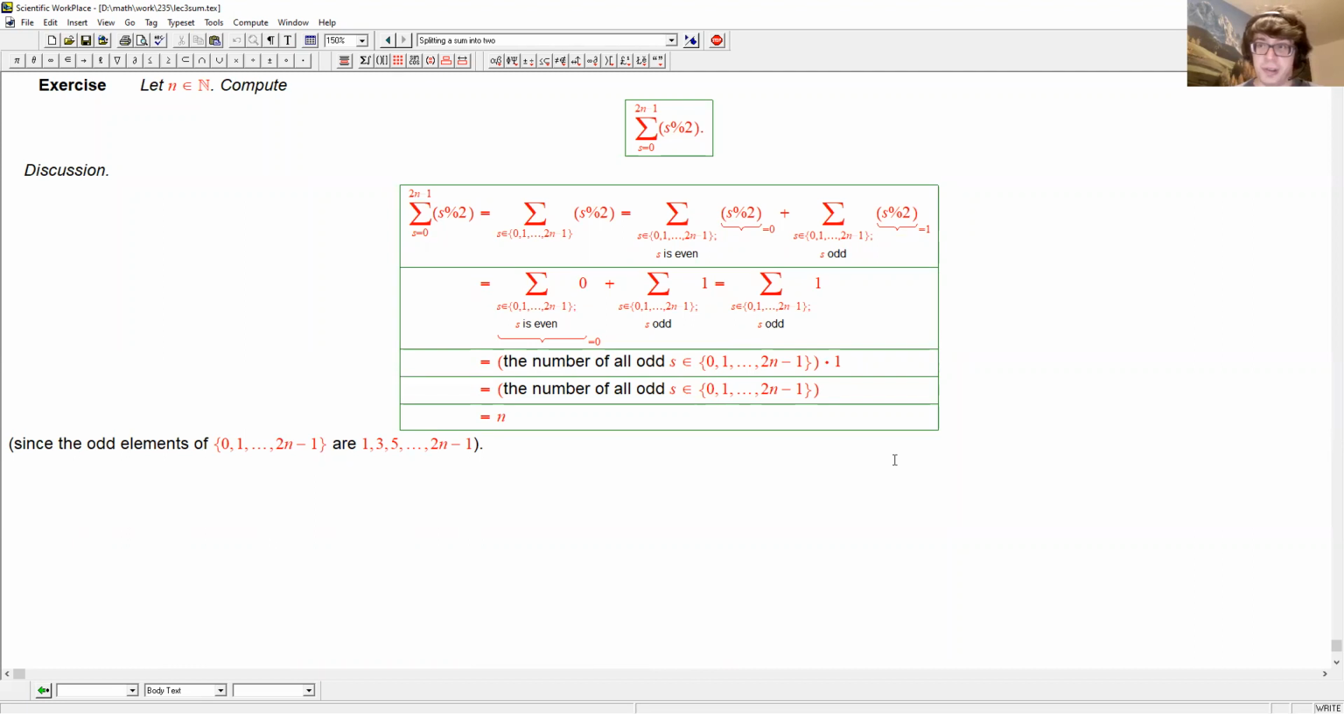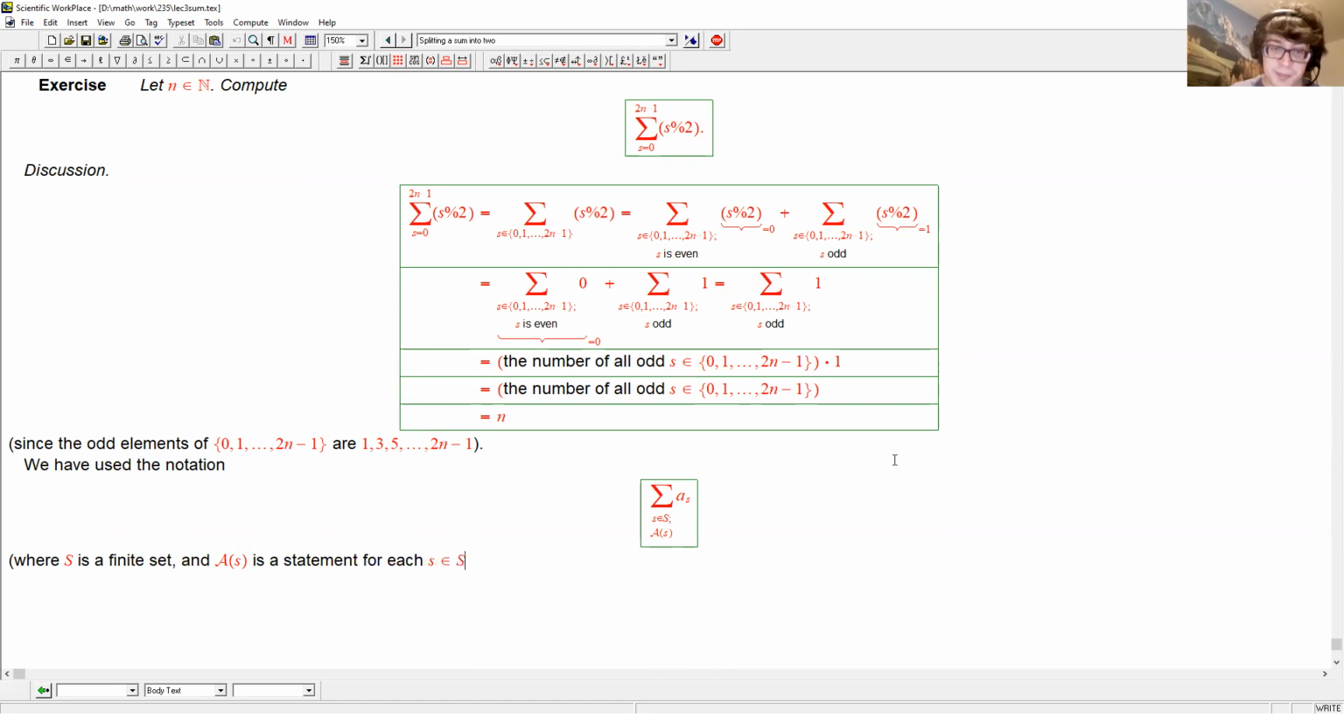So what have we learned and what have we used? We have used the notation: sum over all elements that satisfy a certain statement, where S is a finite set and A(s) is a logical statement for each s in S. This notation basically means the sum over all s's that satisfy the statement, or formally speaking, the sum over all elements s in S that satisfy A(s).